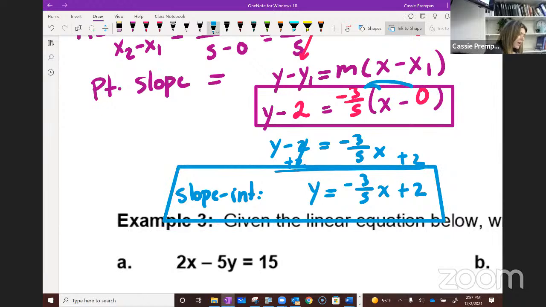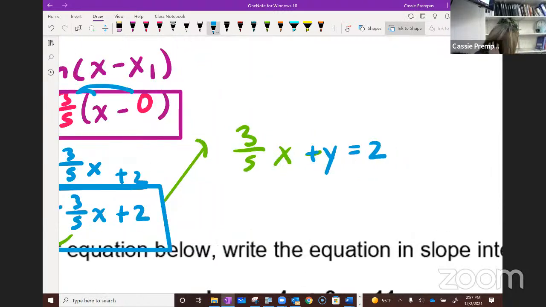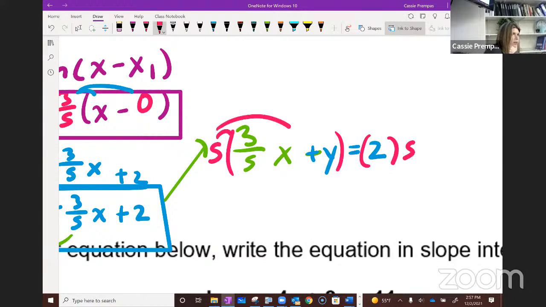All right, so let's go ahead and continue to put this into standard form. Which variable would I need to move over to the other side? X, so I'd add that over. And I would have 3/5 x plus y is equal to 2. How do I get rid of that fraction? Because I can't have fractions. Multiply everything by 5. Multiply this side by 5 and this side by 5. When you distribute, what happens to the 5s? They cancel, and we have 3x plus 5y is equal to 10.